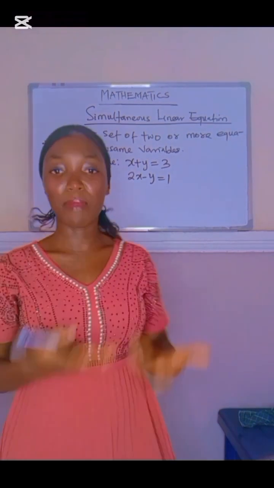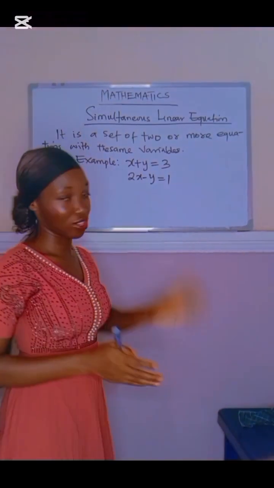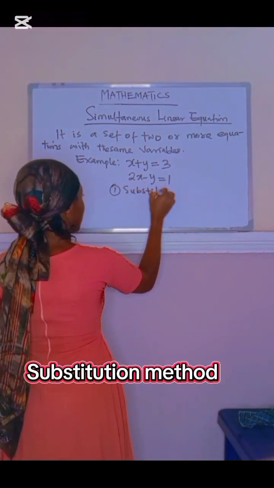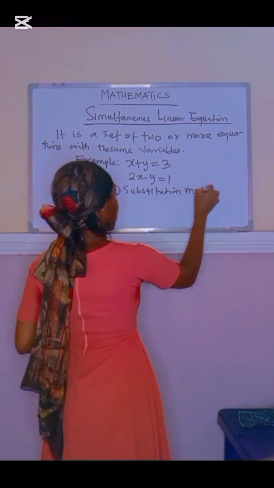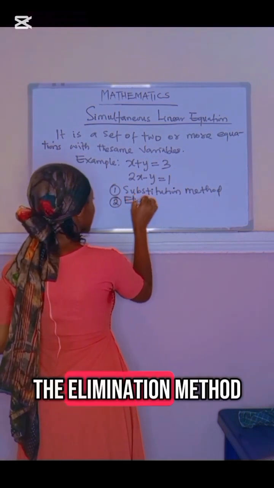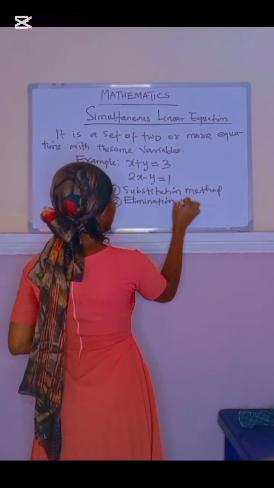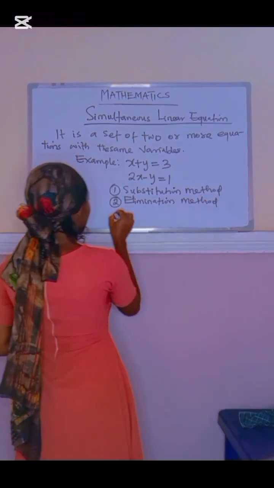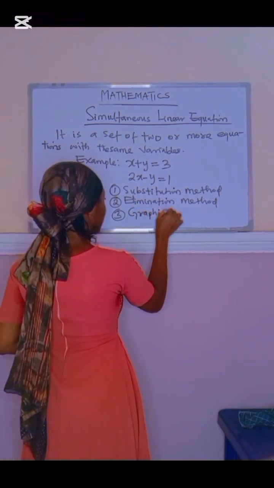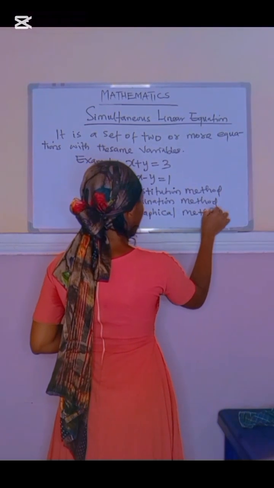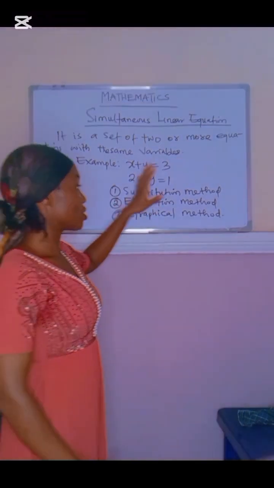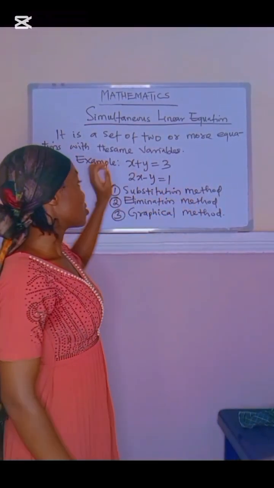So there are different methods we can use to solve equations like this. Number one is what we call the substitution method. Number two is what we call the elimination method. Number three is what we call the graphical method.